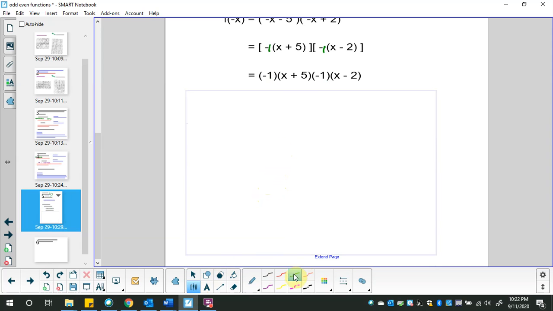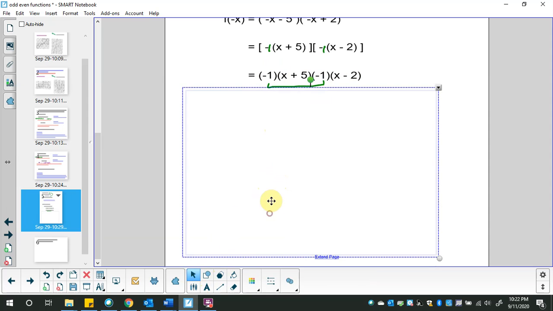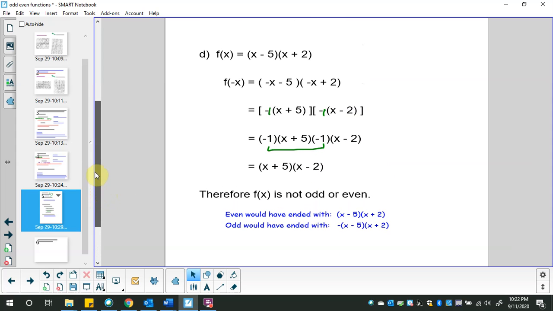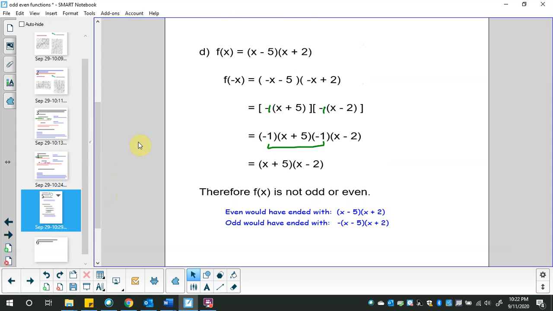Now I can take this -1 and multiply it by this -1, brackets remaining the same. -1 times -1 is +1. That means I don't have to write it down at all, and x plus 5 gets repeated and x minus 2 gets repeated. So now let's look at why I've got a therefore statement that says this is not odd and it's also not even.